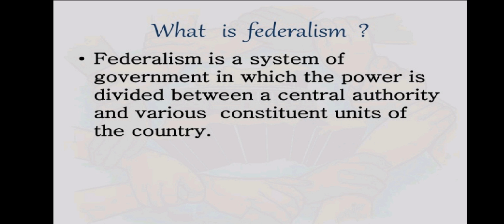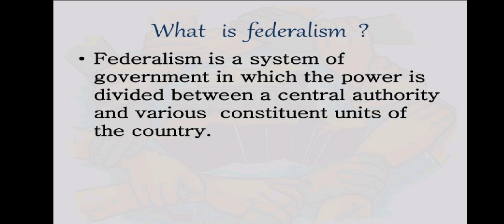Now, if we talk about federalism, there are two types of government. One is unitary and another one is federal. In a unitary government, either there is only one level of government or the constituent units are subordinate to the central government. Means in a unitary form of government, one central government is there and state governments are also there, but they are subordinate to the central government. Means they are not independent.